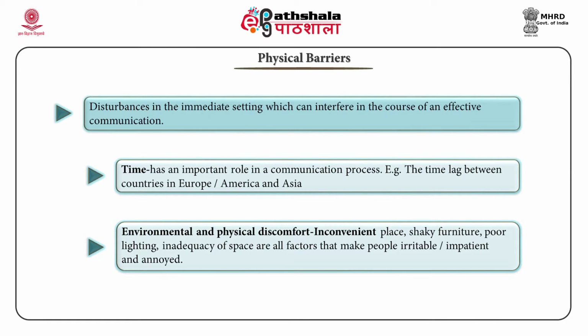Inconvenient place, shaky furniture, poor lighting, inadequacy of space are all factors that make people irritable, impatient and annoyed. Friction and conflict erupt easily in such places which mar communication. The impact of place in the communication process is a barrier which is inevitable. Good ambience and suitably lighted and ventilated places promote effective communication.